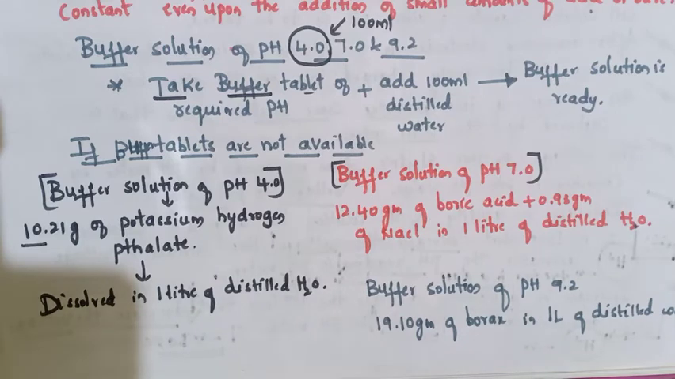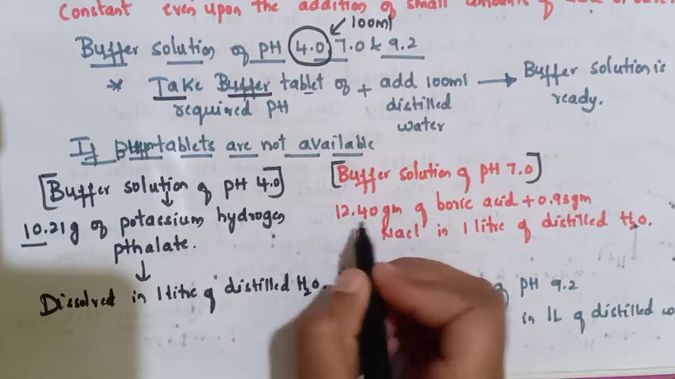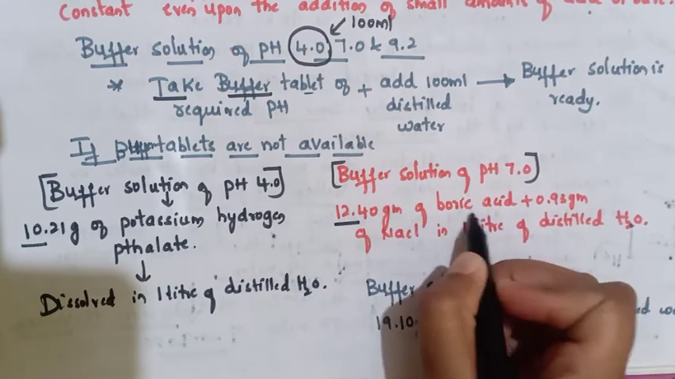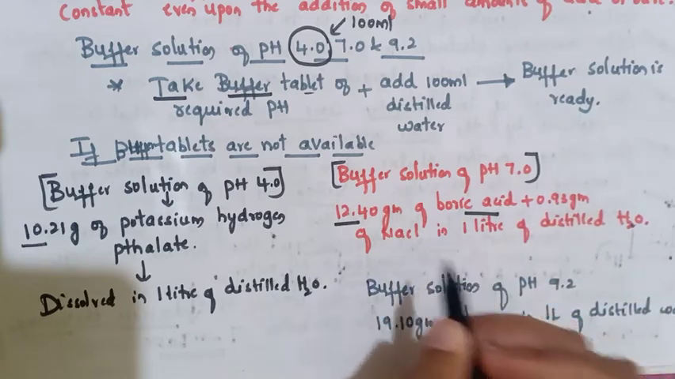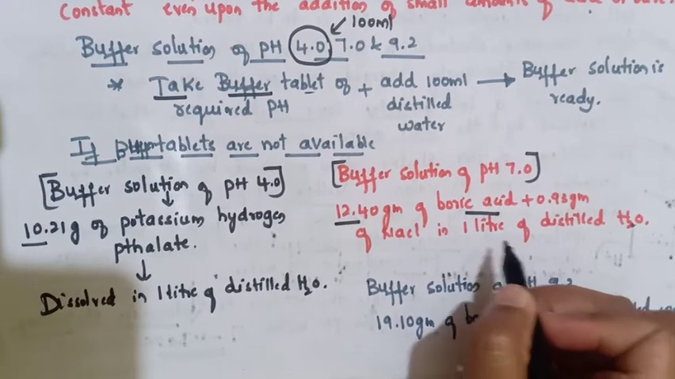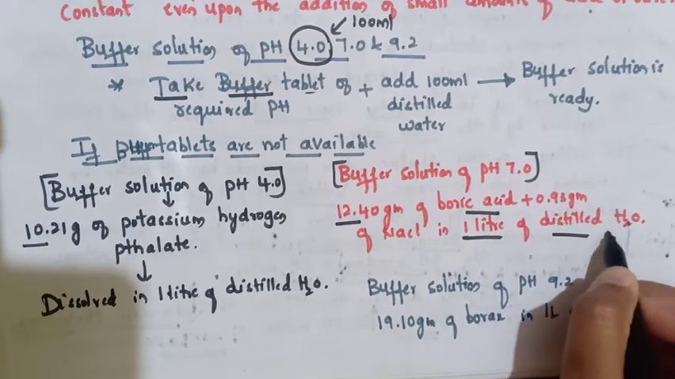Now if we want to prepare the buffer solution of pH 7, then we have to take 12.40 grams of boric acid and 0.93 grams of NaCl, and dissolve it in 1 liter of distilled water.